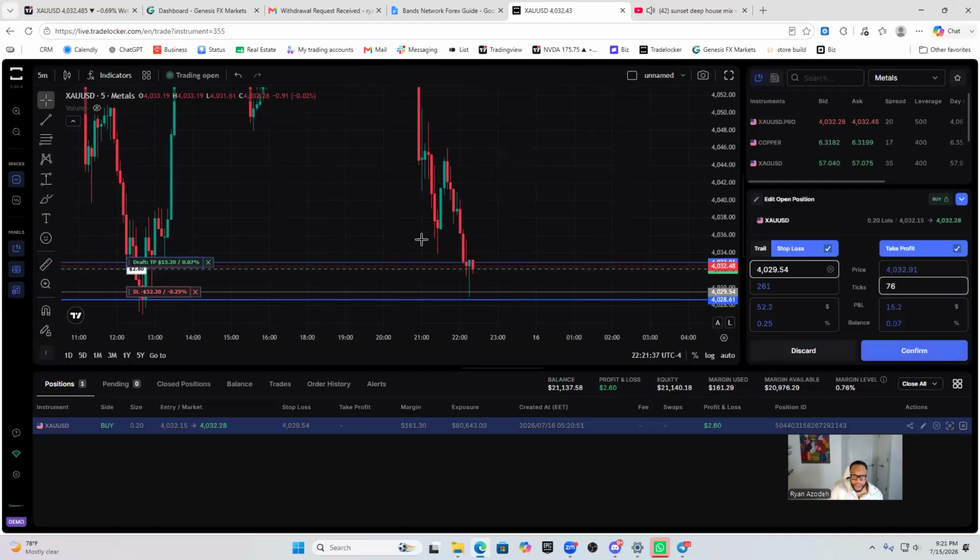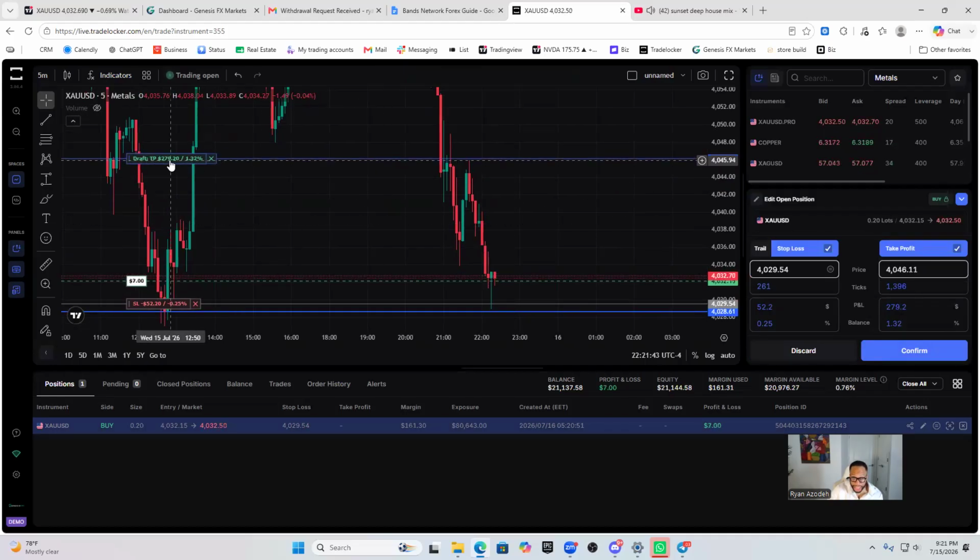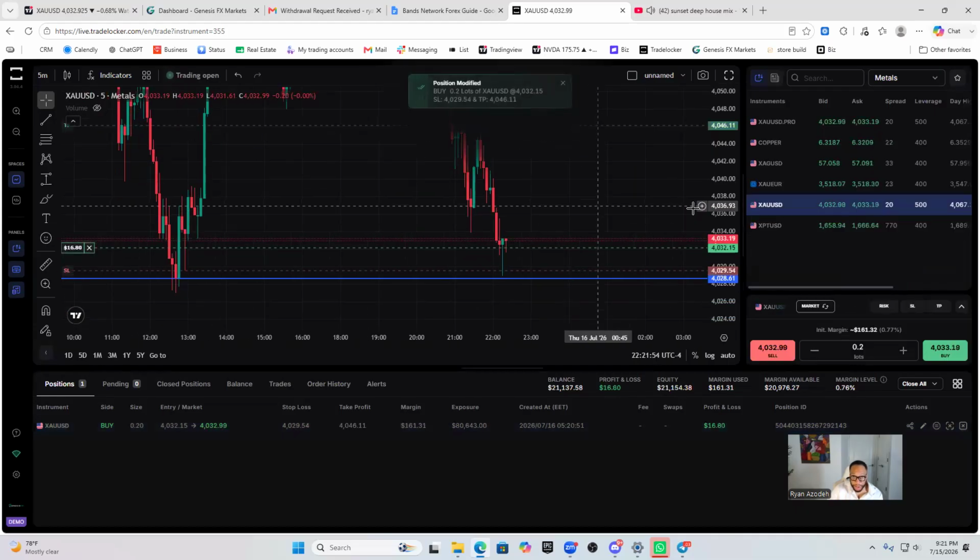Now for take profit, I'm going to set my take profit above this high right here, for example. As you can see, if I hit my take profit, I make $279. If I lose, I'll lose $52. This is a profitable risk to reward ratio on the trade. So I press confirm.